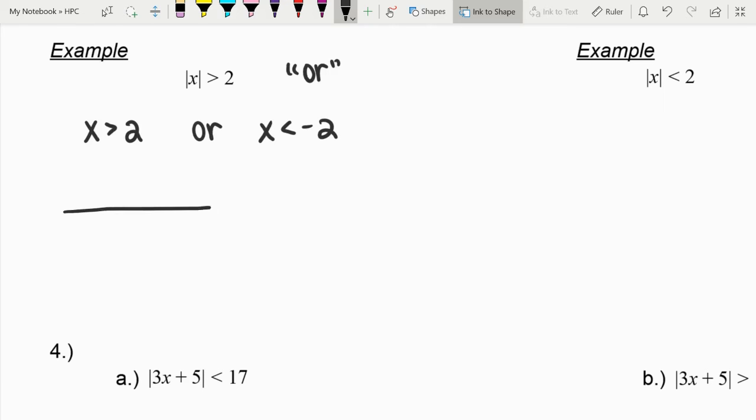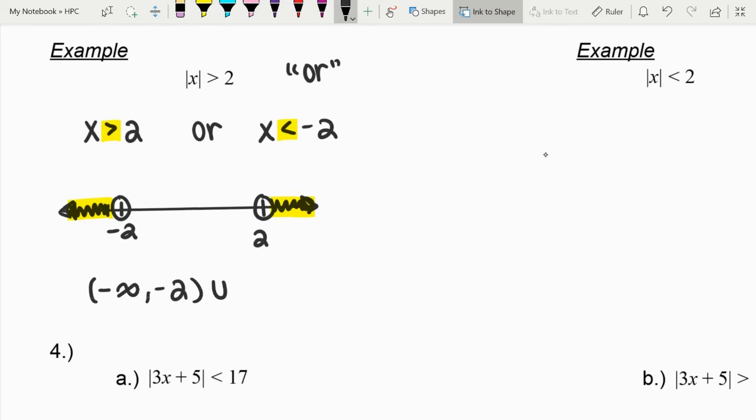So if I sketch this graph, I'm going to have my -2, my +2. I have open circles, and then I'm going to be sketching out. Okay, and then if we also look at these arrows, at +2, I am going to the left, and at -2, I am going to the right. And then last, we can write this in interval notation. So I'm going from -infinity to -2, then union, +2 to +infinity.